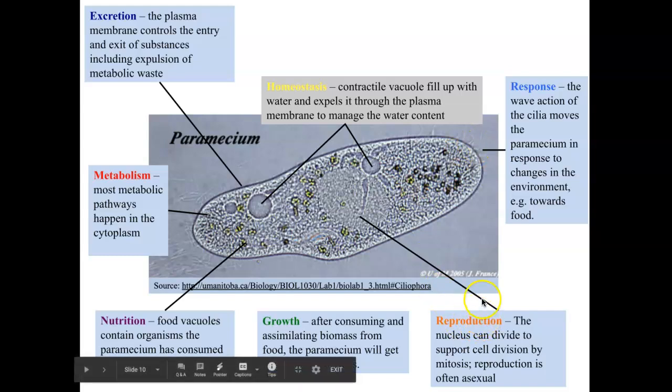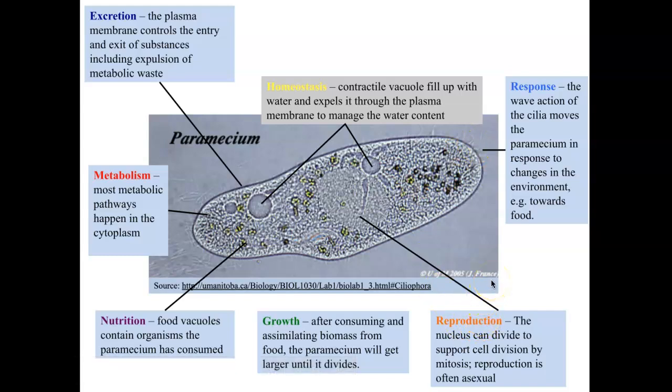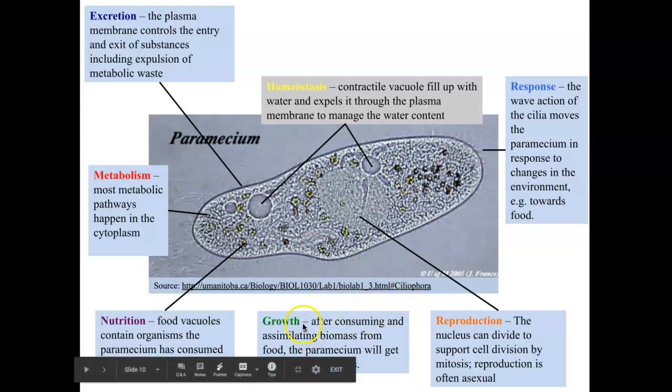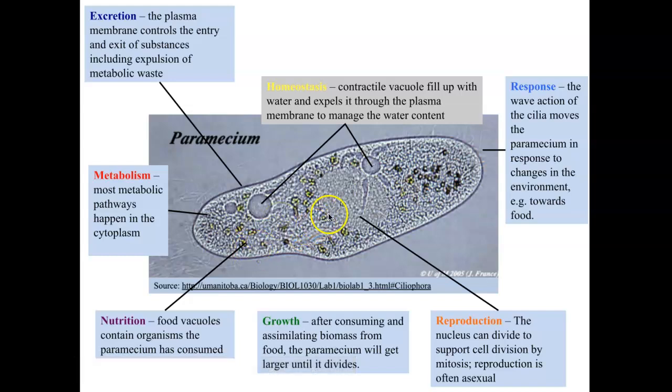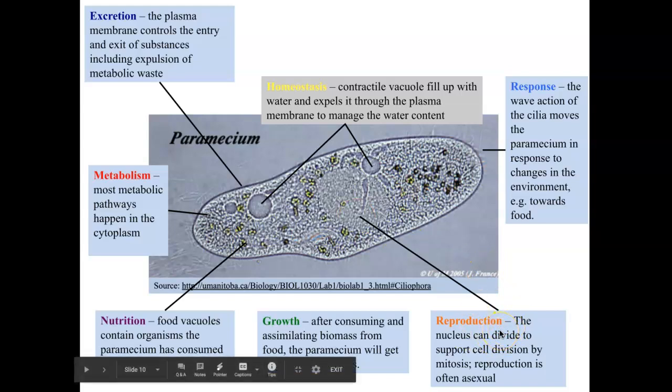And then it does reproduce. Paramecium have capabilities of performing both sexual and asexual reproduction. And then they also grow. After they take in enough nutrients, they will grow larger in size until at some point they're too big, and once they're too big, they don't quite function as well. At that point is when they would divide to make two more paramecium, typically through mitosis.